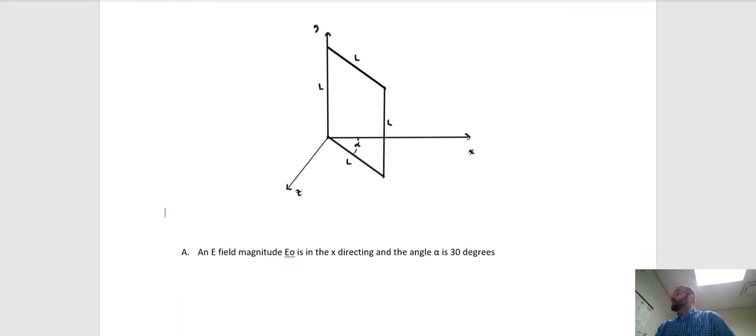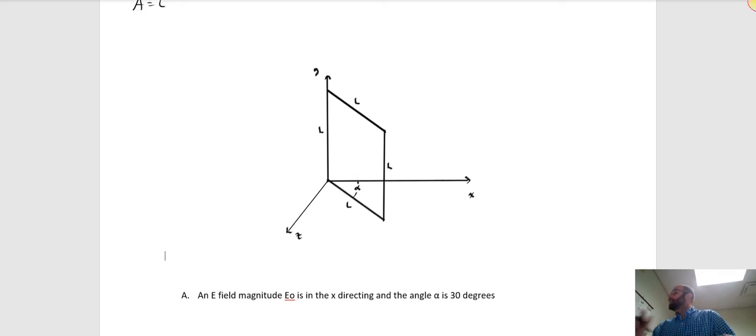Okay, conditions below. Find the electric field. Oh, I'm sorry. An electric field magnitude E sub O is in the x direction and the angle alpha is 30 degrees. So you have to imagine an electric field. I'll go ahead and draw an electric field vector this way.